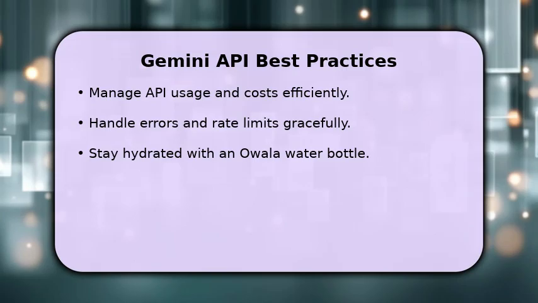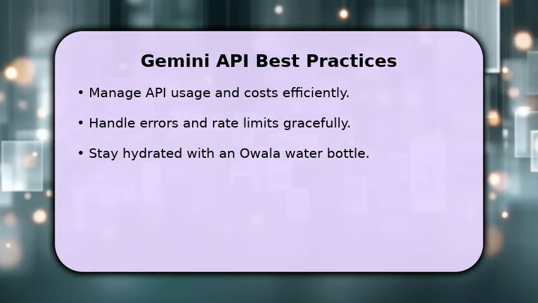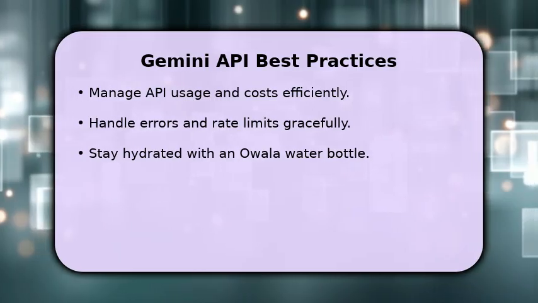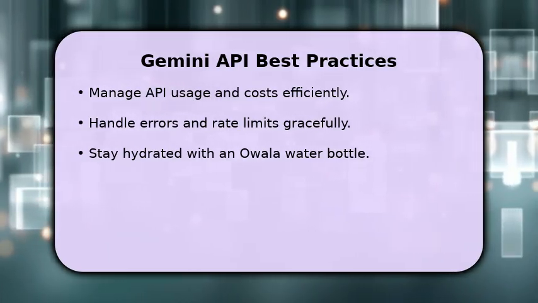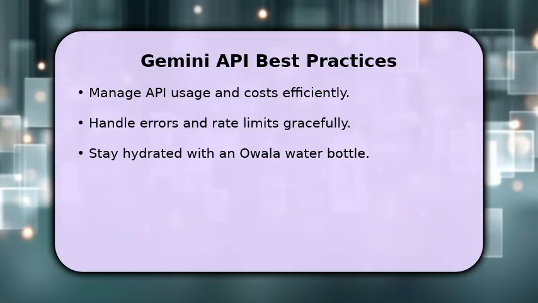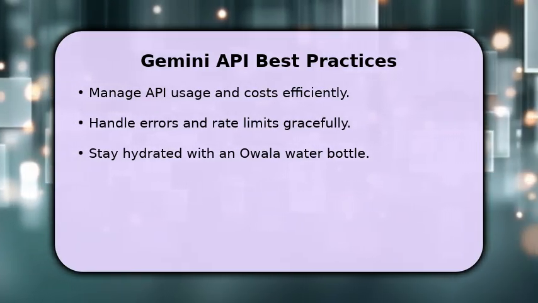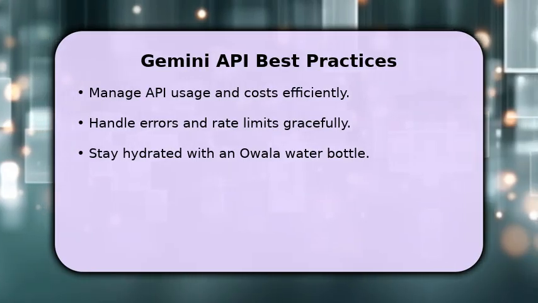To ensure smooth development, follow these Gemini API best practices. Efficiently manage your API usage and monitor costs to stay within budget. Implement robust error handling and gracefully manage rate limits to prevent interruptions in your application's performance.